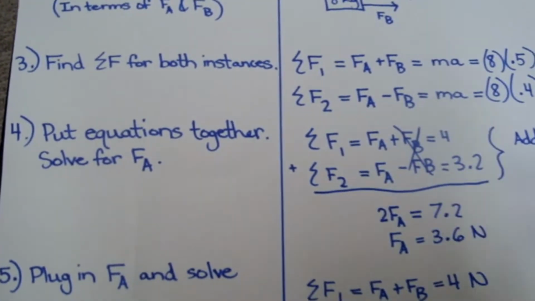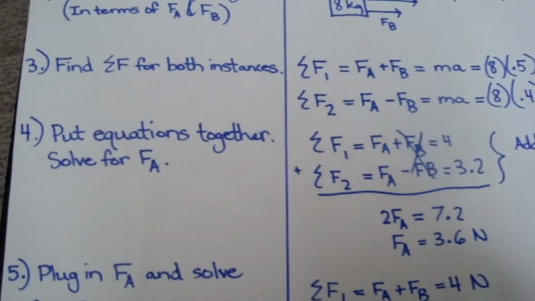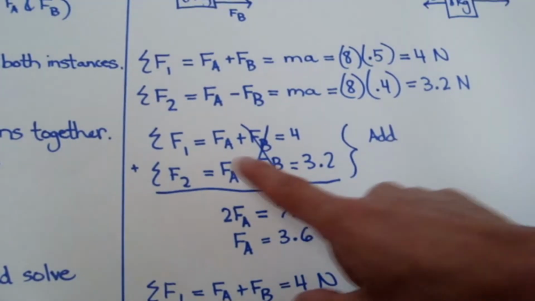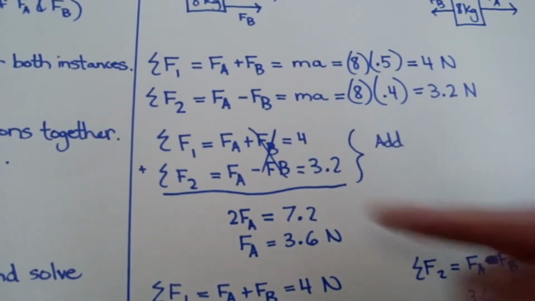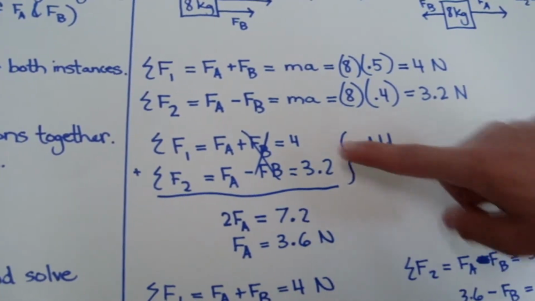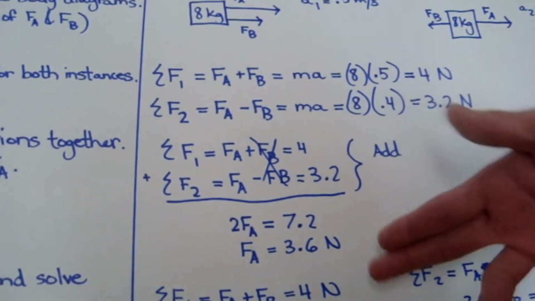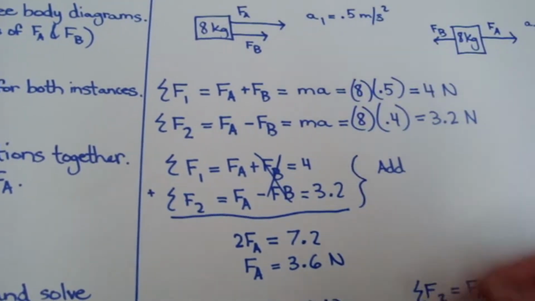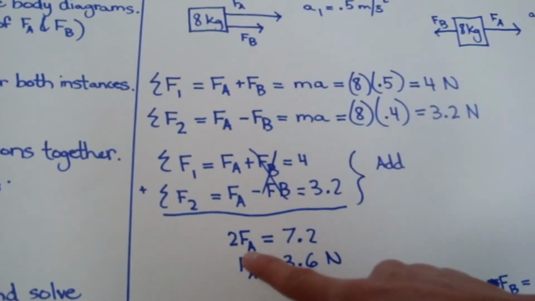So part 4, we should put the equations together and set them up like elimination. Right here, we line them up against each other. It's kind of like elimination, but instead we just add these. And since FB is positive here and FB is negative here, we can cancel them out because FB positive plus FB negative is 0. But FA and FA, there's 2 FA, so it would equal 2 FA.